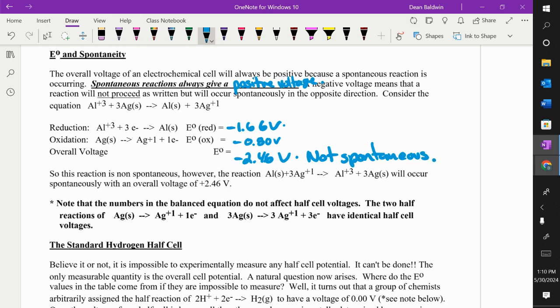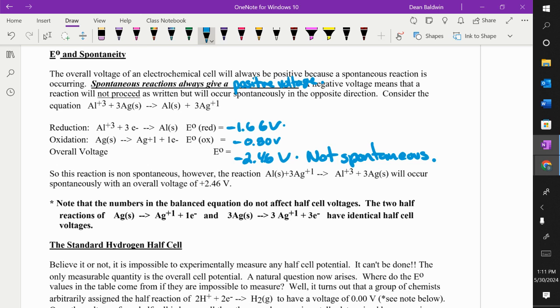What would be spontaneous? The reverse reaction would be spontaneous. Okay, so if you react aluminum solid with silver ions, you'll get a spontaneous reaction going the other way that would produce a max voltage of 2.46. Noah.